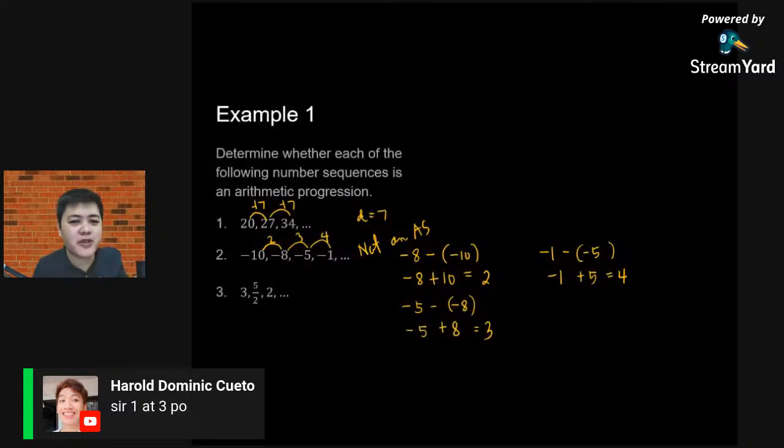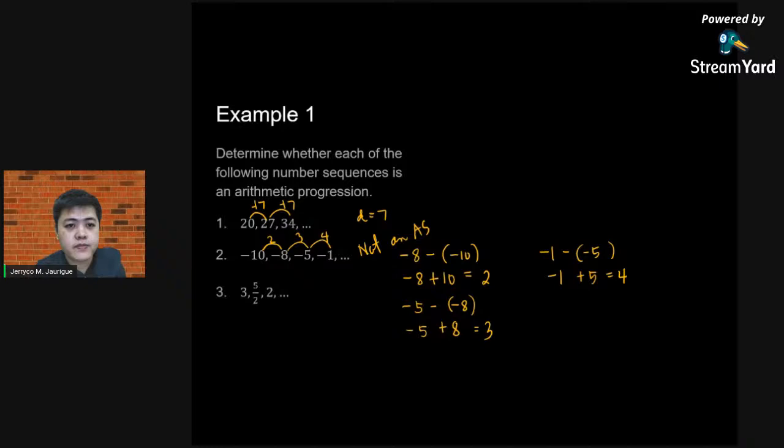How about number 3? Ano ang common difference ng number 3? Sabi nyo, it's arithmetic progression. So, what is the common difference? Hindi ko alam kung mabagal ba yung live ko or mabagal yung internet. Definitely mabagal yung internet. Sige, what is the common difference for number 3? Sino ang mauna?